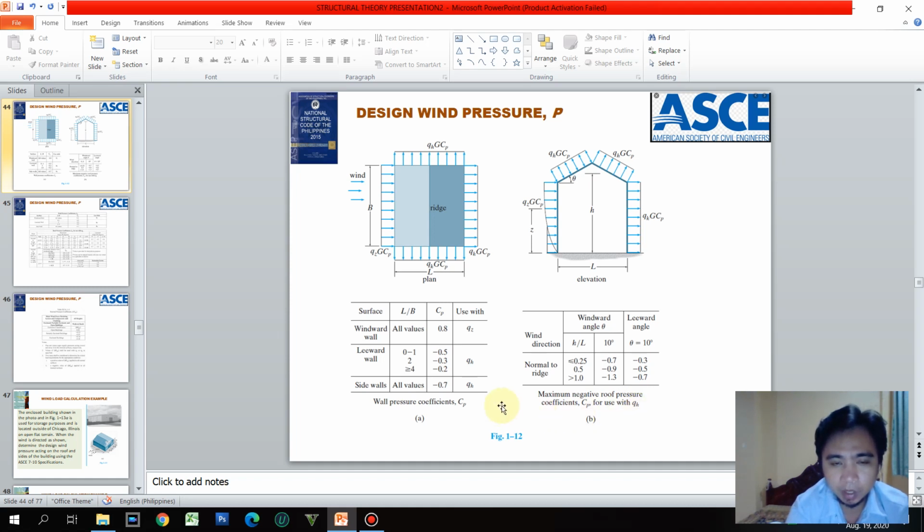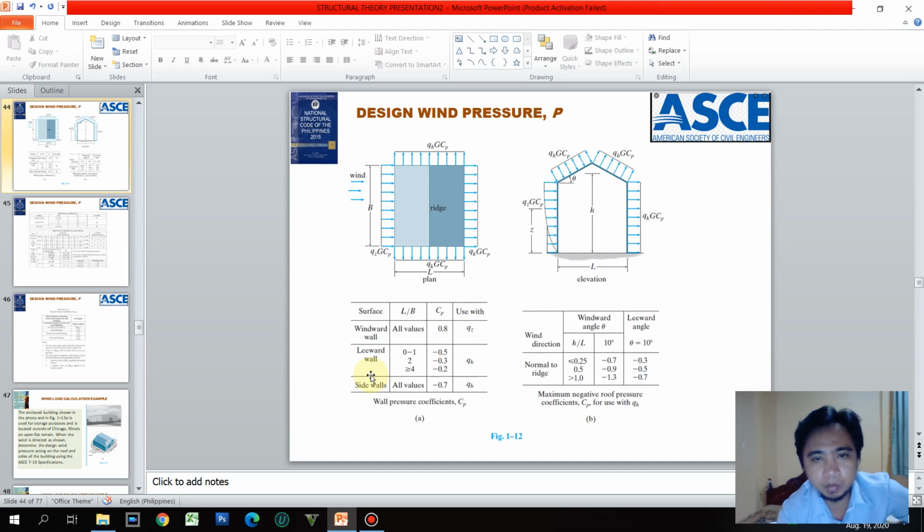Okay, so how shall we use this one? For the windward wall, we just have to divide L over B. What is L over B? L is the length parallel to the wind direction, and B is the distance perpendicular to the wind direction. So there's no problem on the windward wall because it accepts all values; the CP should be 0.8, and we're going to use that with QZ.